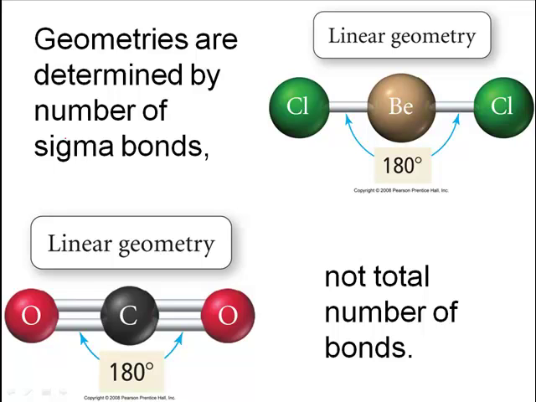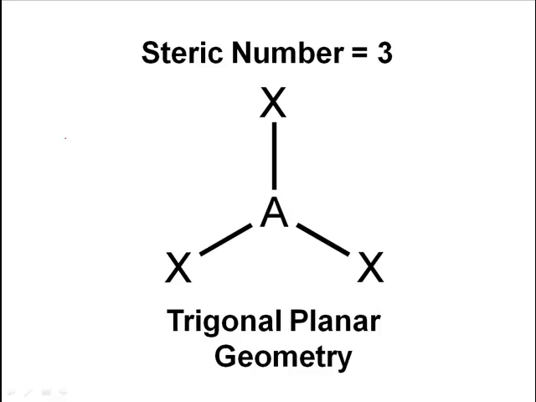This has 2 sigma bonds. Sigma bonds determine the shape there. These are the 2 pi bonds, if you want to think of it that way. Steric number 3. This is called trigonal planar geometry.